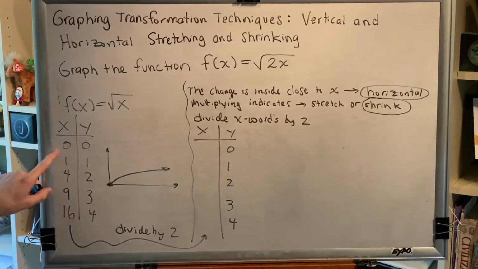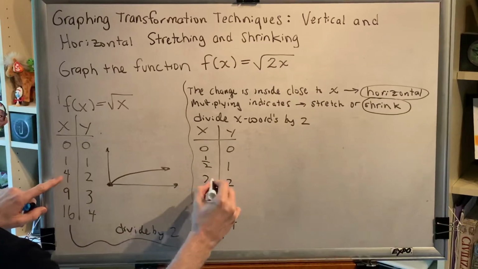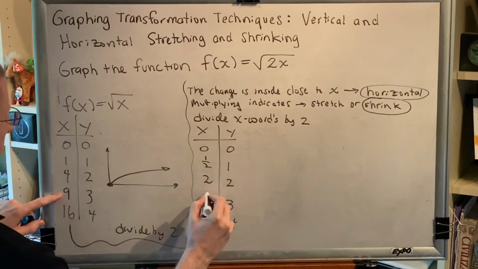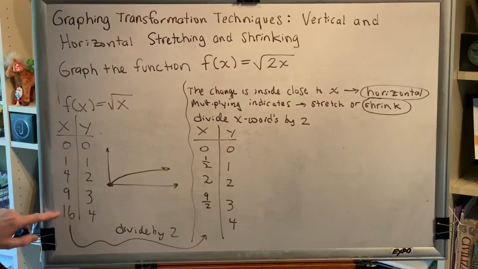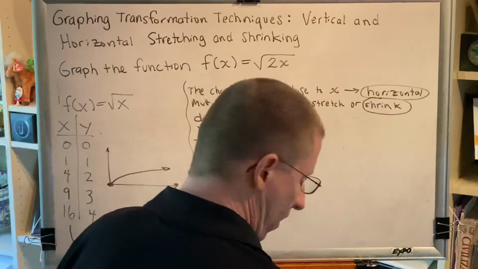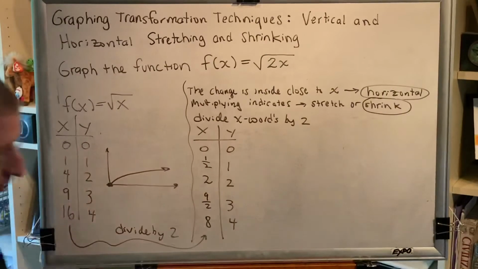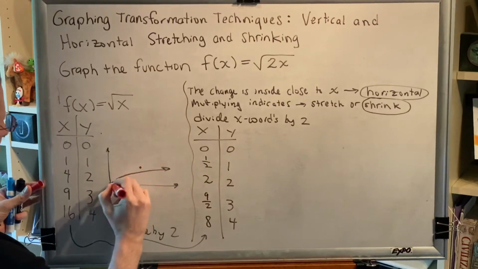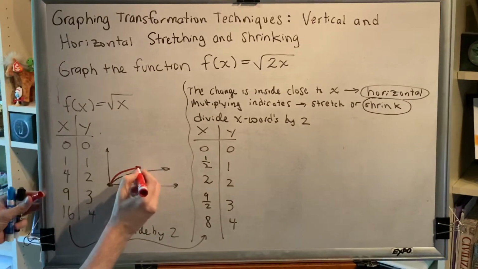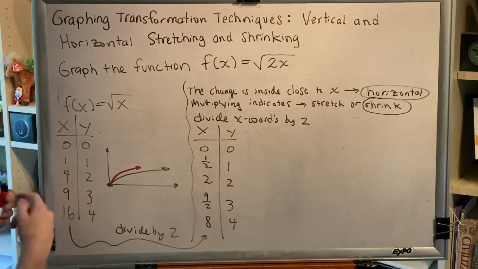Okay, great. So 0 divided by 2 is 0. 1 divided by 2 is 1/2. 4 divided by 2 is 2. 9 divided by 2 is 9/2, also known as 4.5. And 16 divided by 2 is 8. So what we're going to see here is that the entire graph of the black curve is going to shrink towards the y-axis. And so the end of our picture is going to look like this by comparison. Every point on the black is moving horizontally towards the y-axis.